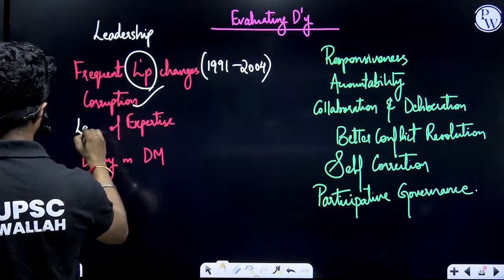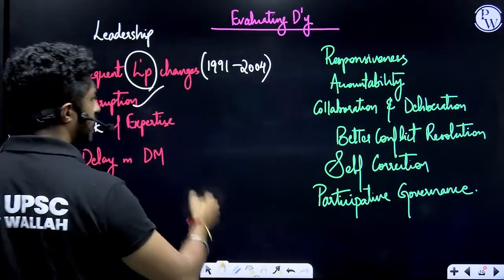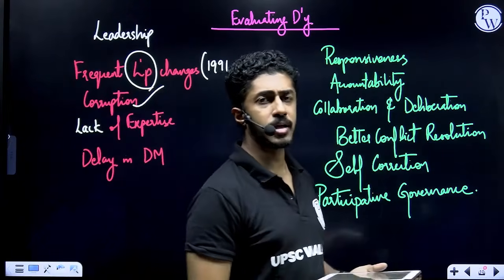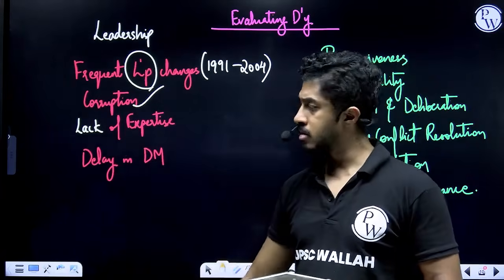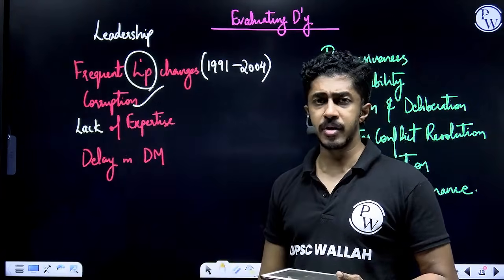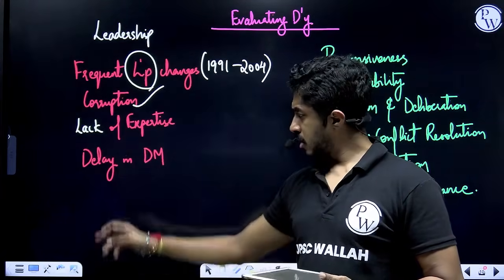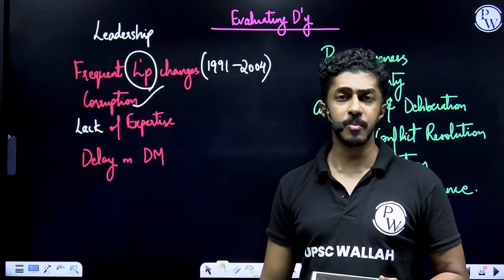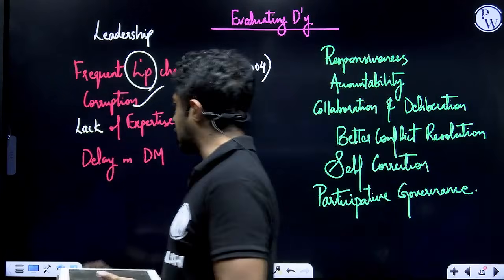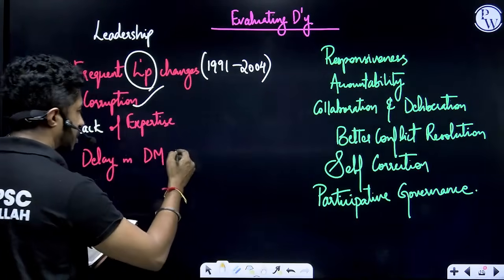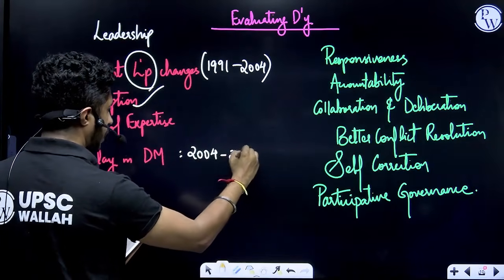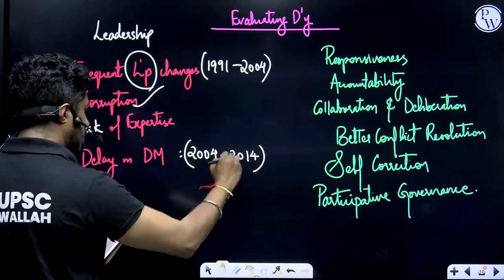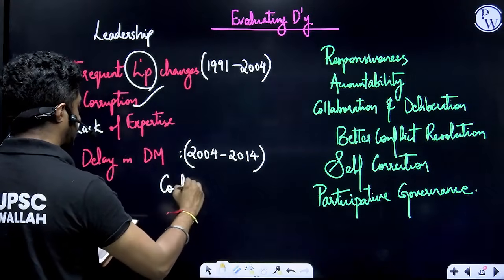That means you don't have experts in the field, right? Almost all the decisions are being taken up by the elected representatives, that is the MPs and MLAs. And are they experts in any field? Absolutely not. And then obviously there is delay in decision making. Delay in decision making especially started emerging out between 2004 to 2014. And I'll tell you what is the reason for it. This was the time period of coalition government.